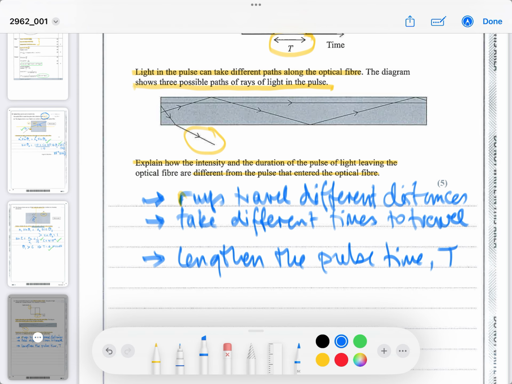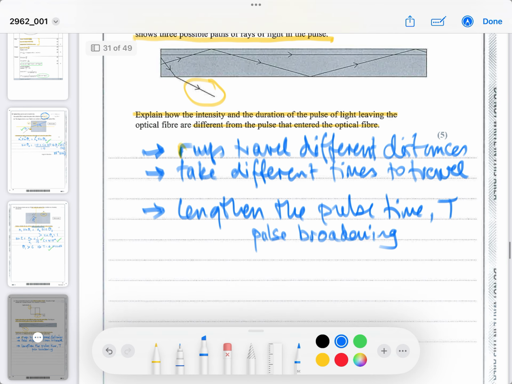If they have further to travel, they'll take longer to travel. The different rays take different amounts of time to exit, so the pulse will become broadened. So obviously you don't want that, and there are ways to try to control that. Now let's do this second bit.